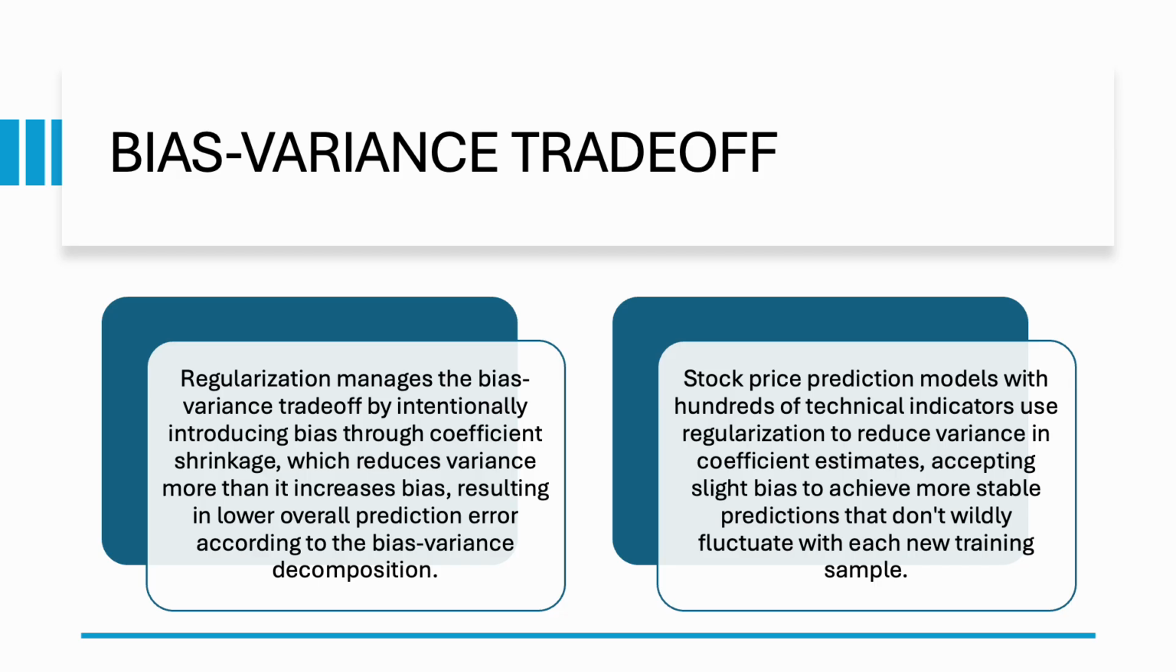The key insight is that this trade is favorable in high dimensions. When the number of parameters approaches or exceeds the sample size, variance grows rapidly while bias remains modest, making variance the dominant error source. Regularization reduces variance proportionally to how strongly we constrain the model, while bias increases more slowly. There exists an optimal regularization strength where total error, which is bias squared plus variance, is minimized.